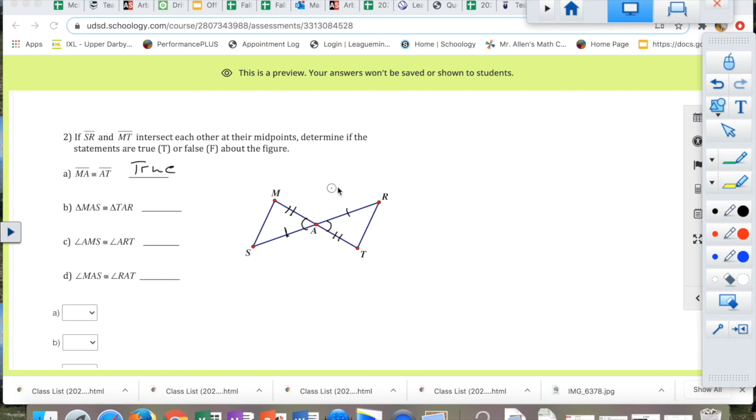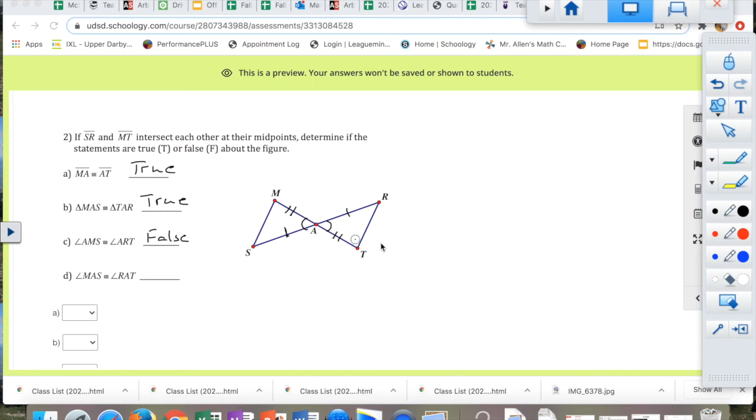Triangle MAS. Now watch how it's marked. MAS: 2, then your angle, then 1. Okay, TAR: 2, angle, then 1. Okay, that's true. Got to really pay attention to how the triangle's marked. Angle AMS, all right? AMS, so you're looking there. M is your vertex. ART, no. That is not true. That's false.